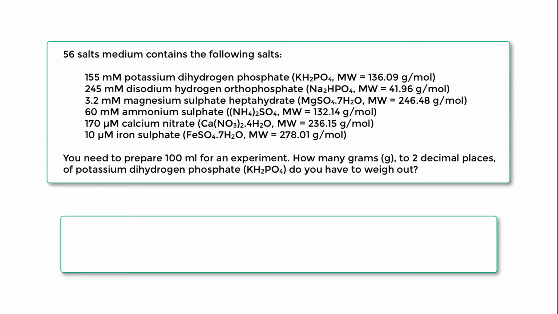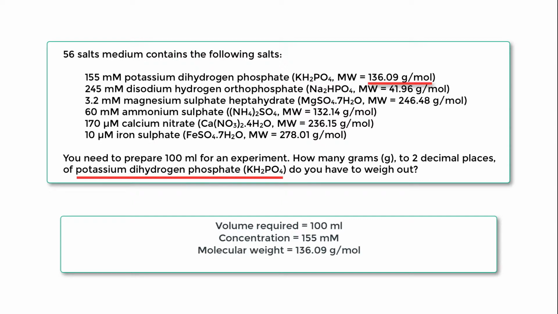Now the question asks some key points. The first thing it's asking for is the volume of the solution that you need to make up. In this case it's 100 mils. The next thing you need to look at is the concentration of that particular component of the buffer or solution. In this case it's 155 millimolar. You also need to make a note of the molecular weight, which is 136.09 grams per mole, and finally make a note of what the answer needs to be in. In this case it's grams to 2 decimal places.